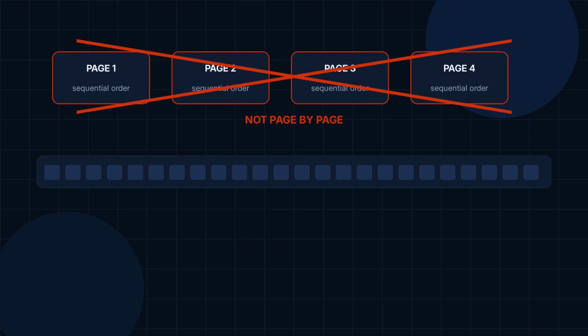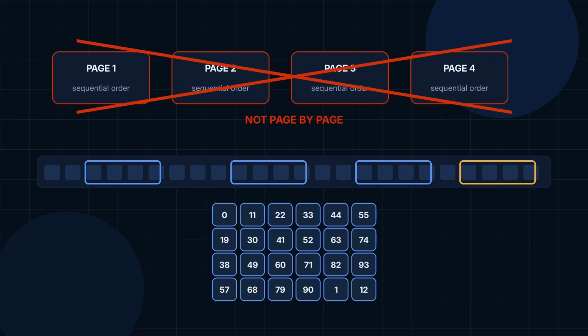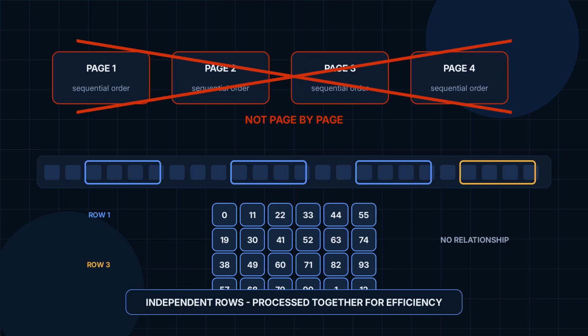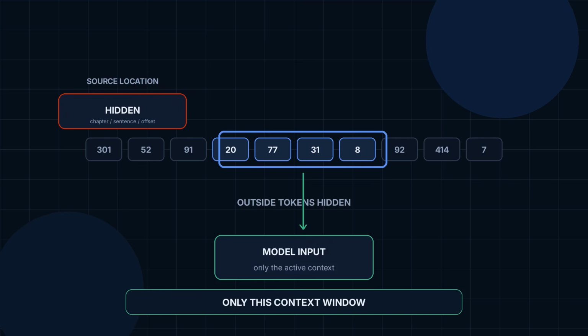One thing that's worth clarifying is that the model does not read the training data in order, like flipping pages in a book. Windows are sampled randomly from the stream, and the windows in a batch are independent of each other. Window row 1 and window row 3 have no relationship. They just happen to be processed together for efficiency. The model never knows which place a window came from, or what came before it, or what's outside the window. It only sees what's inside its context window and nothing more.